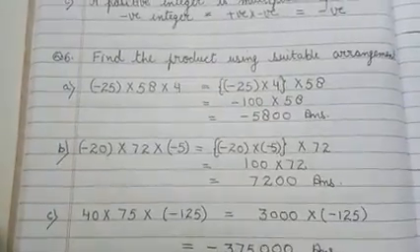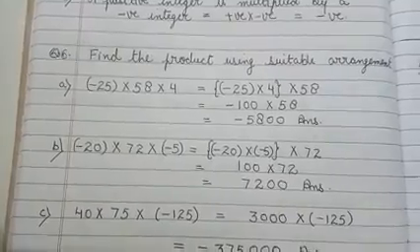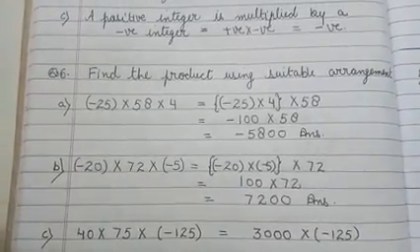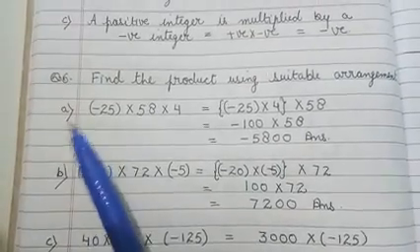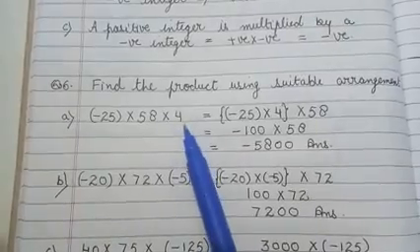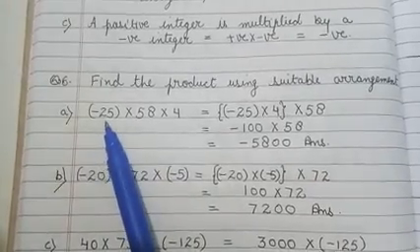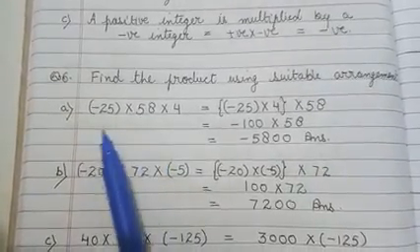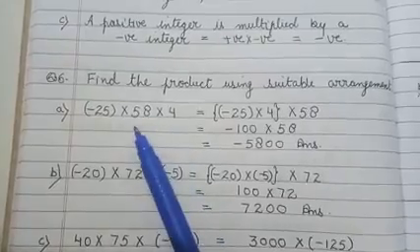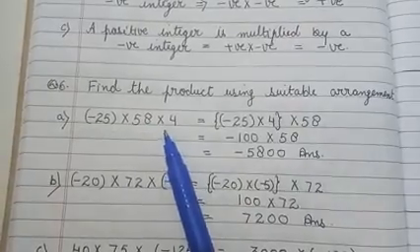Now look at question number 6. Find the product using suitable arrangement. Now see class, our question is minus 25 multiplied by 58 multiplied by 4. If we directly multiply 25 by 58 or 58 by 4, it will be a tough one. So how do we arrange the numbers?